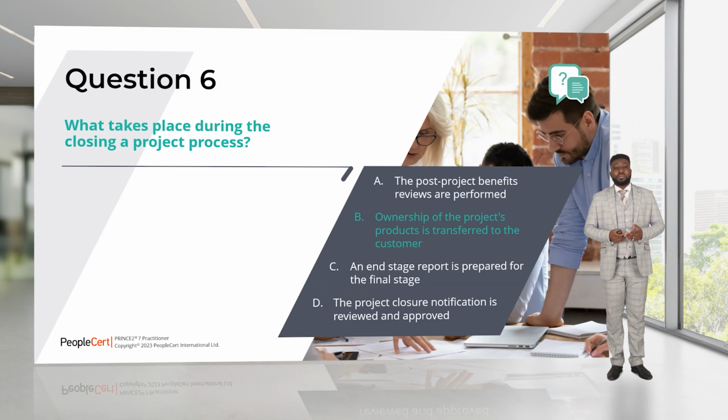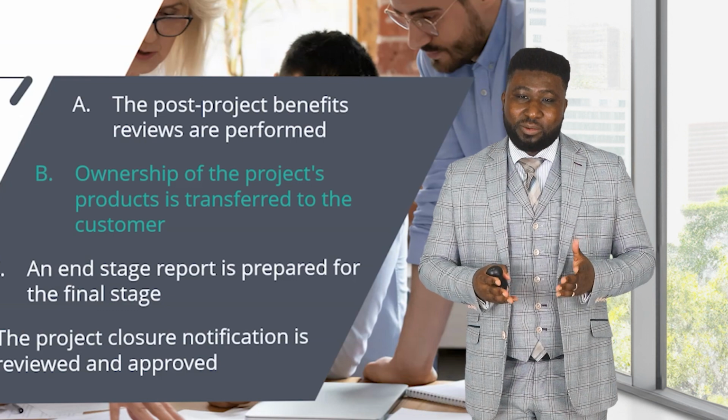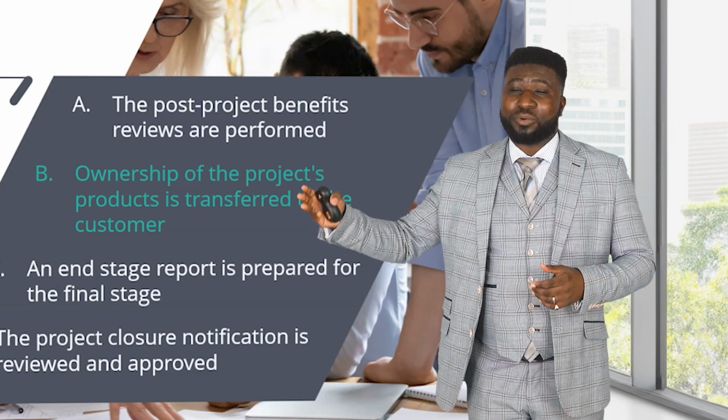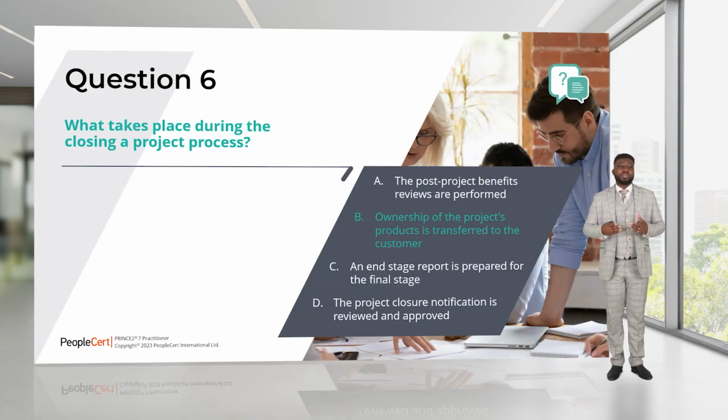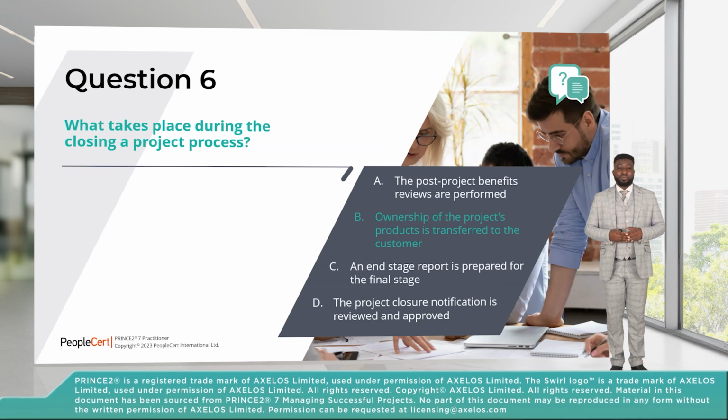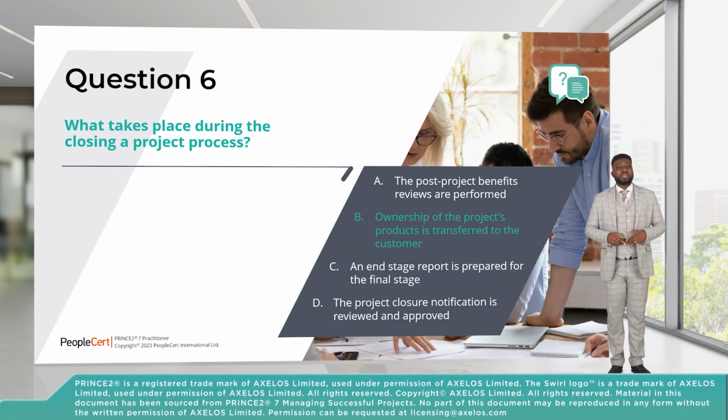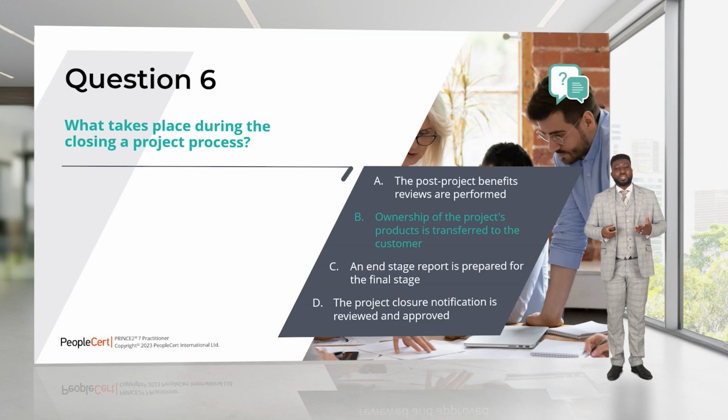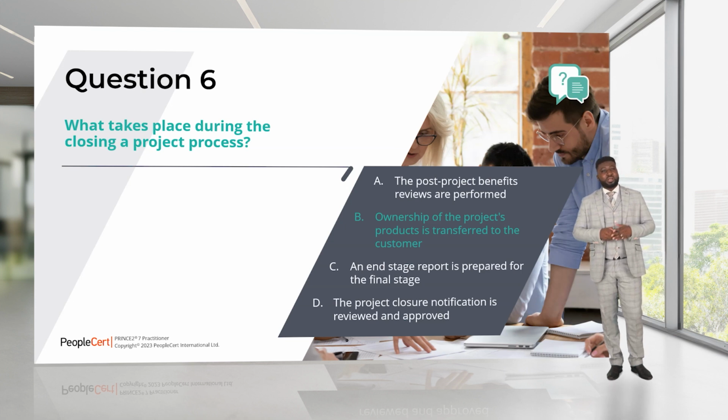And A says the post-project benefits reviews are performed. Post-project benefits, well, it says what is on the tin, which is they happen after the project has closed. And we use closing a project process to basically close the project. So this is outside of the project. So your right answer is B. Ownership of the project's product is transferred to the customer.